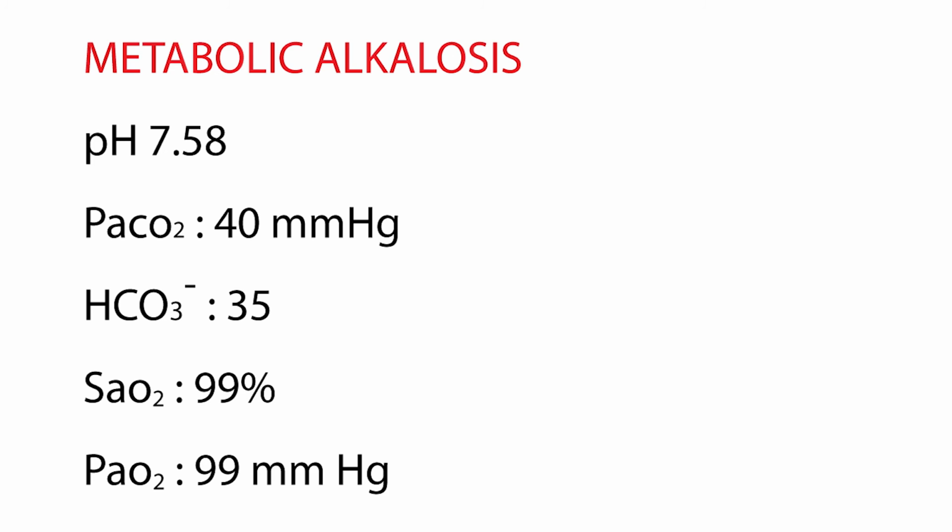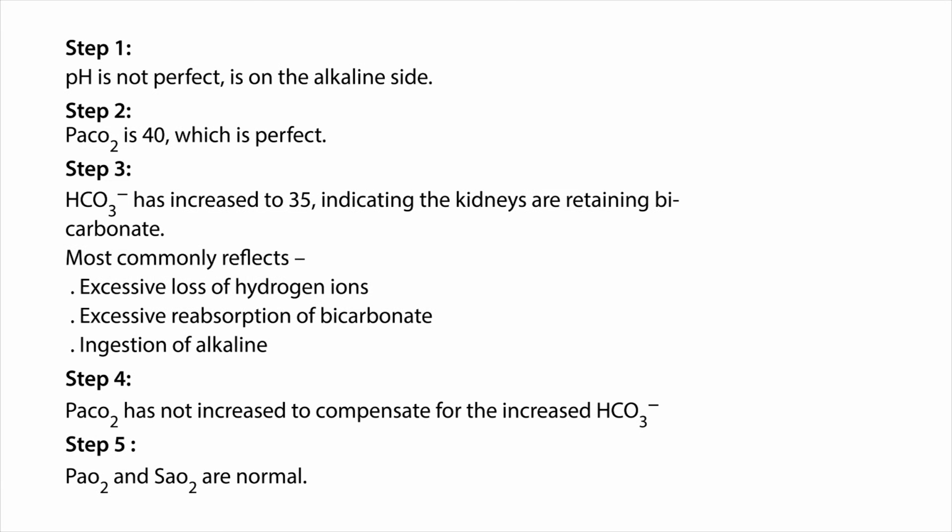Patient with the pH of 7.58, PaCO2 of 40, bicarb 35, SATs 99, PaO2 of 99. Now let's start analyzing. Step 1, pH is not perfect. It's on the alkaline side. Step 2, PaCO2 is 40, which is perfect.